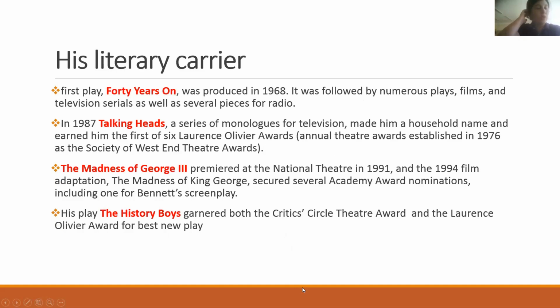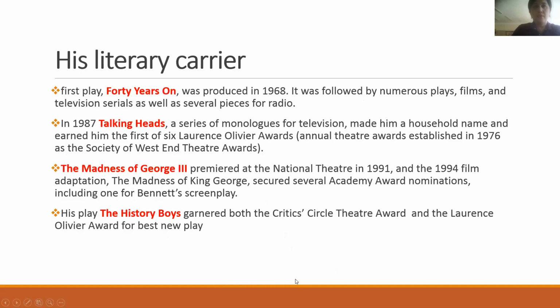If we talk about his literary career, we have to mention some of his famous works. They are Forty Years On, which was written in 1968, and it was followed by numerous plays, films, and television serials. Even some of his writings were put into radio shows.